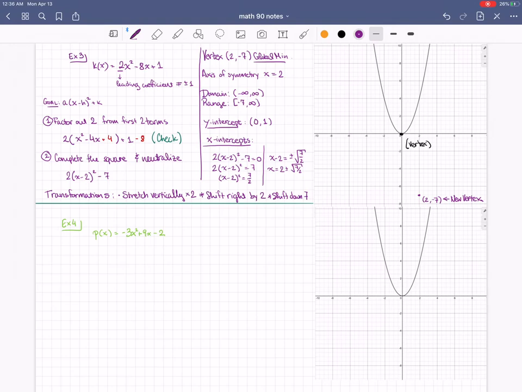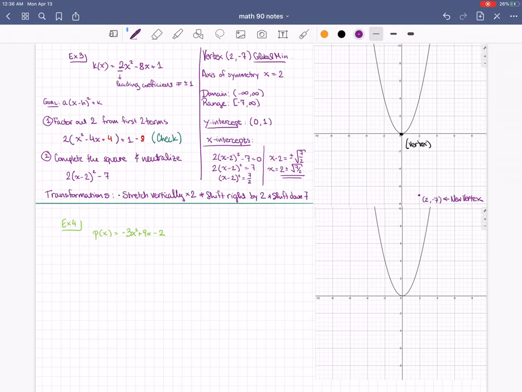You could rationalize the denominator here if you want. I'm not going to go through that process just because I want to save the time. But if you are interested in how to simplify this a little bit further, you can. So there are 2 x-intercepts. One happens when x is 2 plus the square root of 7/2, and the other one happens when x is 2 minus the square root of 7/2.